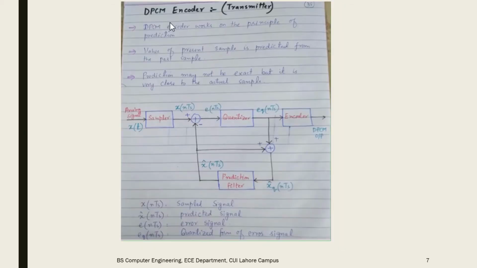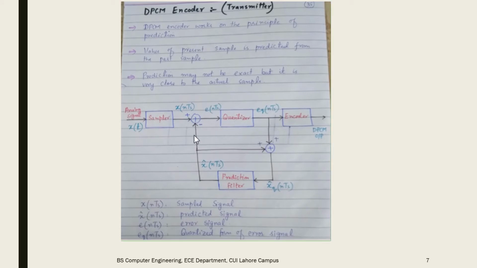So let's have a look at the DPCM encoder or transmitter. This figure is the DPCM transmitter. DPCM, that is differential pulse code modulation, works on the principle of prediction. The value of the present sample is predicted from the past samples, and the prediction may not be exact, but it is very close to the actual sample.